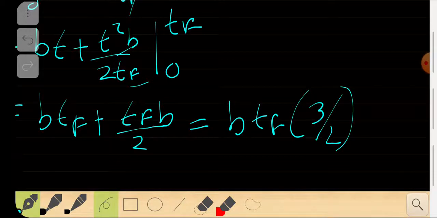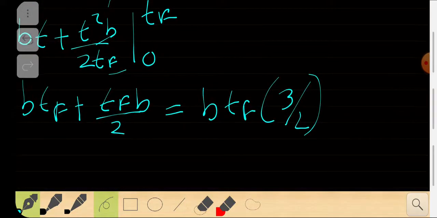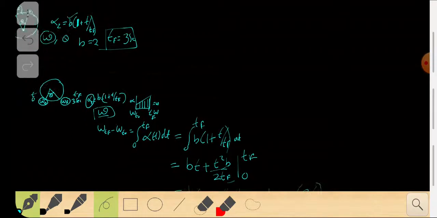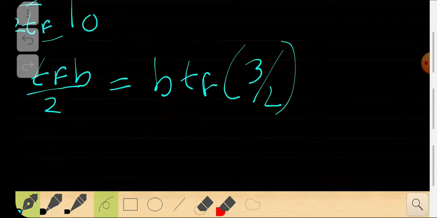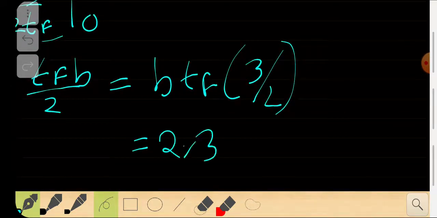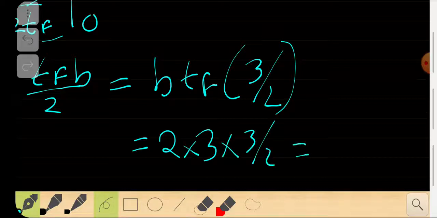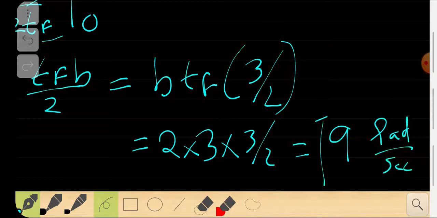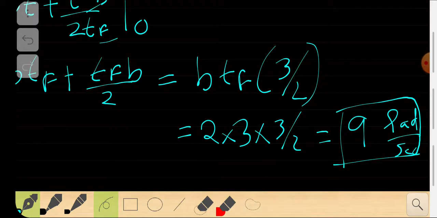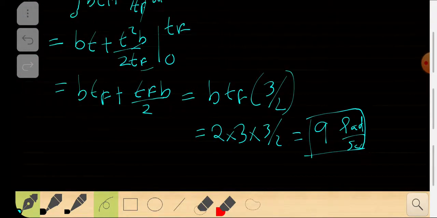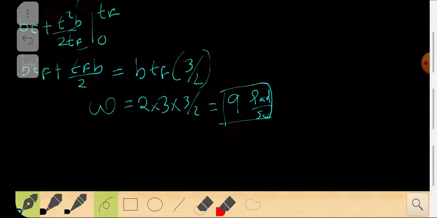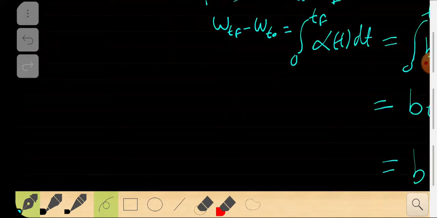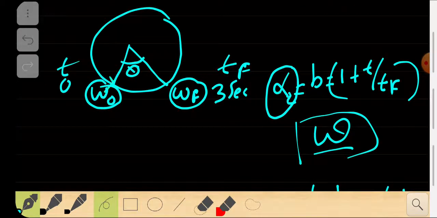Now you can substitute the values of b and t final. b was 2, and t final was 3 seconds. So now you get 2 times 3 times 3 by 2, right? So that will be equal to 9 radians per second. So 9 radians per second is the velocity, that's the angular velocity omega. Okay, so we have found the omega in the time period where it rotates from this point to this point.